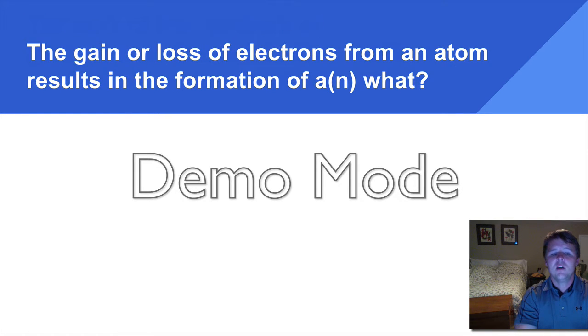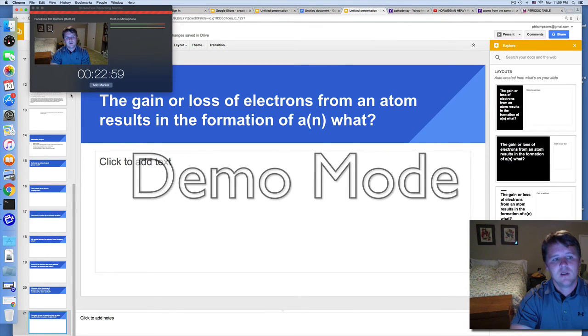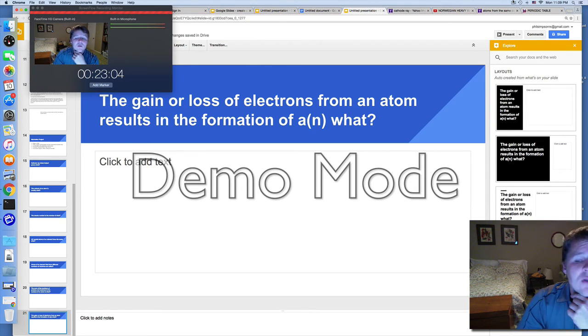Okay. The gain or loss of electrons from an atom results in the formation of what? Ions. Not isotopes, but ions. And this should be the end of the lecture. I'll post some videos for you to watch.